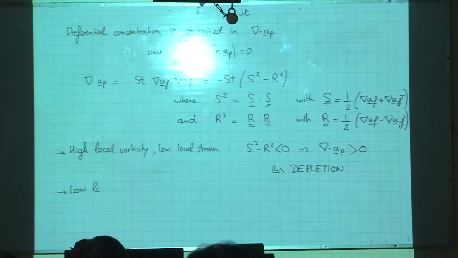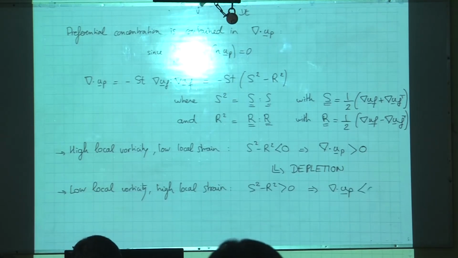The converse is true as well. Low local vorticity, high local strain will give us the exact opposite situation. S squared minus R squared will be larger than 0, which will mean that the divergence of my particle velocity will be less than 0, which means that particle volume will be rushing into my system, meaning I will see accumulation of particles.